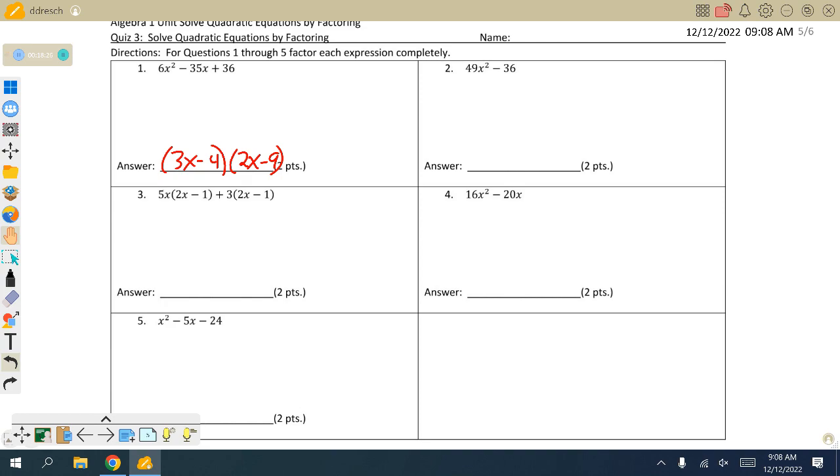Start off with 49, 36. We're missing the linear term. So we told you to keep in your head that when that linear term is gone, that b is 0, look for perfect squares. That have perfect squares and go with those factors.